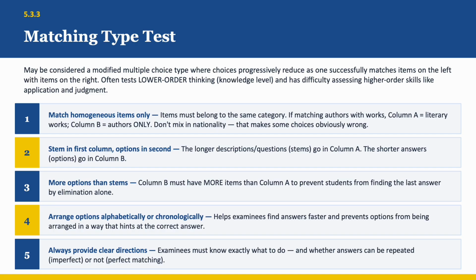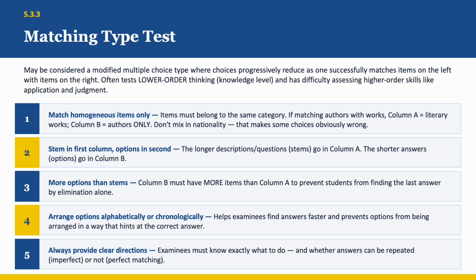So guideline number 1, match only homogeneous items. Column A and column B must belong to the same category. So if you're matching literary works to authors, everything in both columns should be about literature. Don't mix in nationalities or birth years. That makes some choices obviously wrong, which removes the challenge.